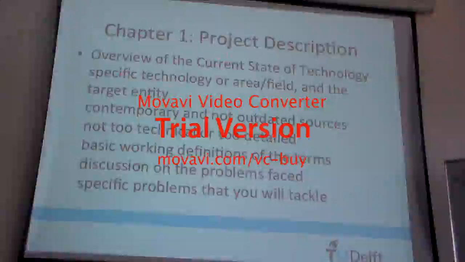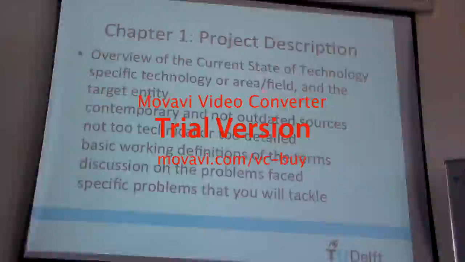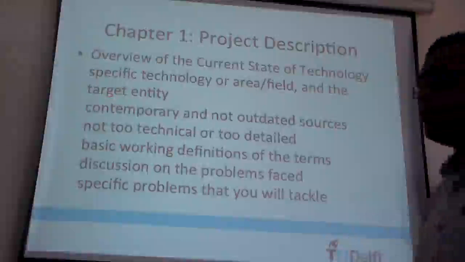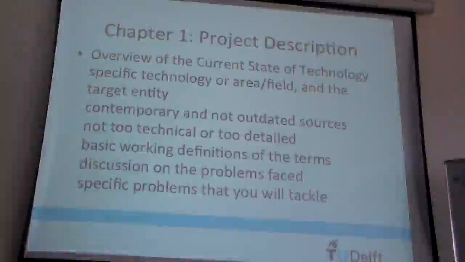So you do an overview, you read about the current state, what people are currently doing, the current state of technology in your area or in your field, and the target entity. Who is the target entity? For example, if you are doing electronic government, the target entity for you is government. Or the target entity is an educational institute, for example.